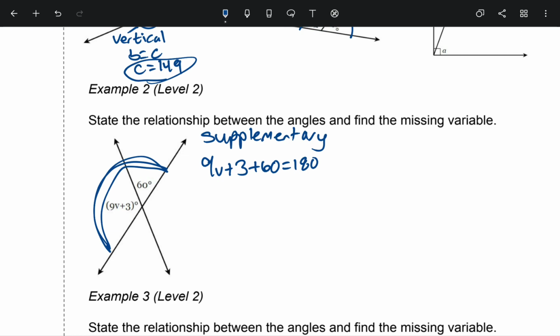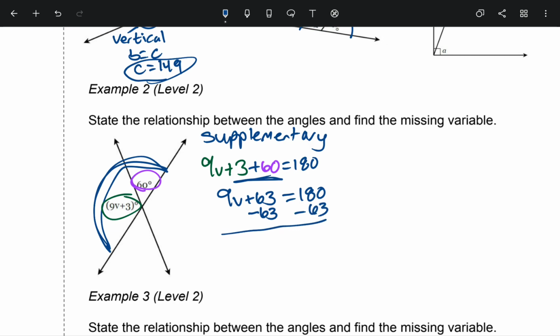So our equation to solve this is 9v plus 3 plus 60 equals 180. So I've gone ahead and color coded. Now we're going to combine like terms on the left side. So we get 3 plus 60, that is 63. So 9v plus 63 equals 180. Now I'm going to subtract 63 from both sides. That gives us 9v equals 117. Now divide both sides by 9. We get v equals 13.